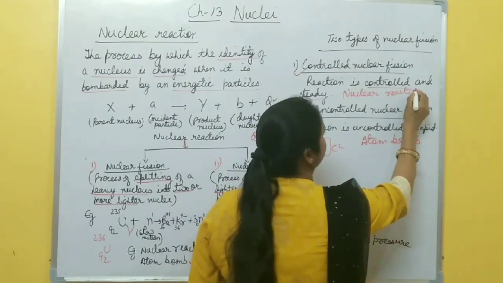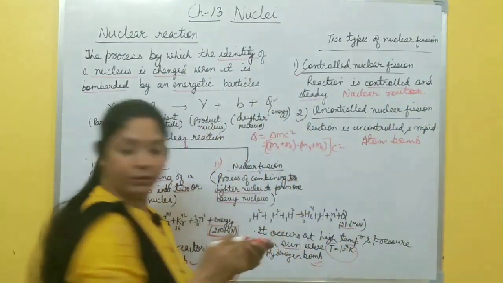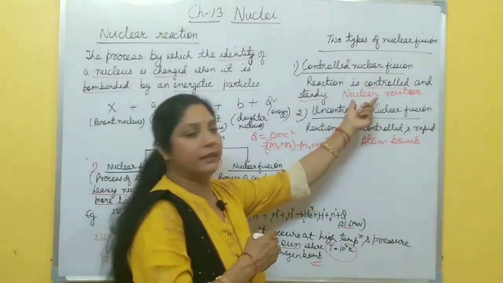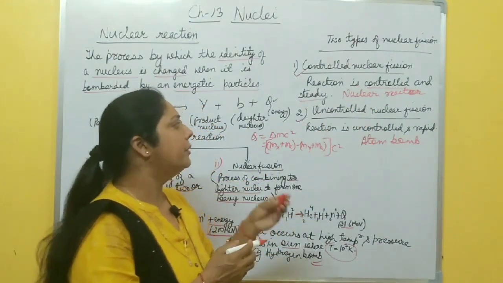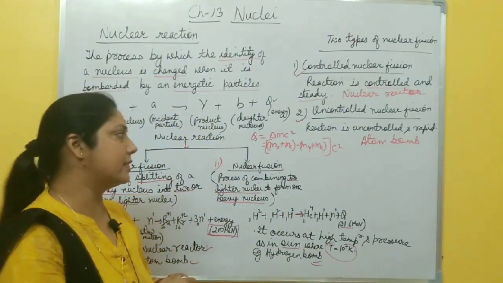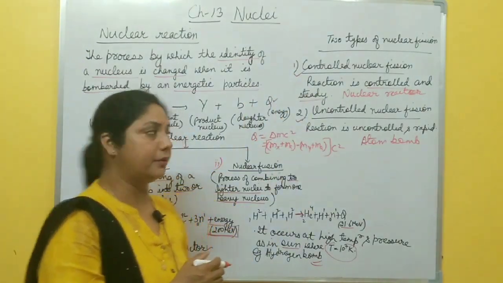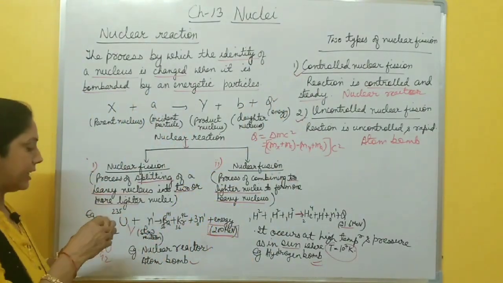What is a nuclear reactor? It is an arrangement to generate electricity. It is used to produce electricity. So no need to study about the nuclear reactor in detail, this is enough. Fission reaction is of two types, controlled and uncontrolled. So this is about nuclear reactions.